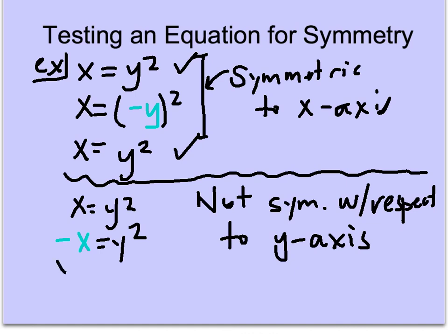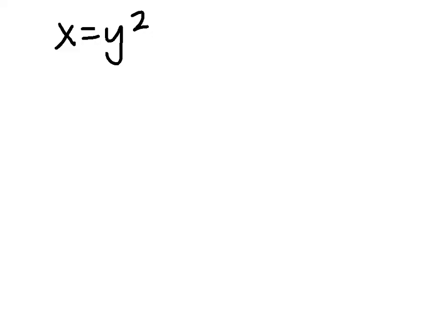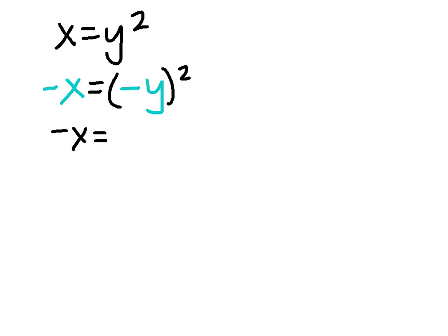And so lastly, I'm going to test it with respect to the origin. To test it for symmetry with respect to the origin, I have to replace x and y. X becomes negative x, y becomes negative y. Once I've replaced both variables, I need to simplify. And when I simplify, I get negative x equals y squared, which is not an equivalent equation. And so we can conclude that the graph is not symmetric with respect to the origin.